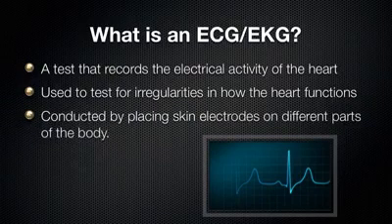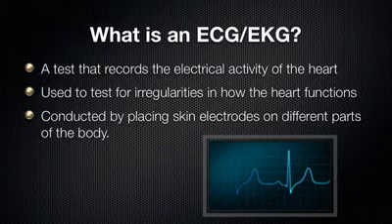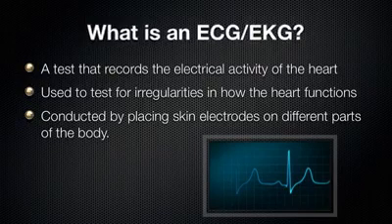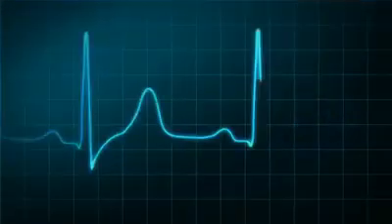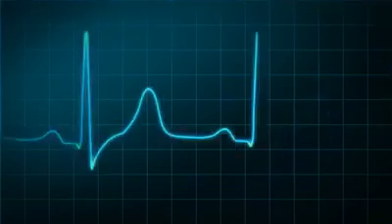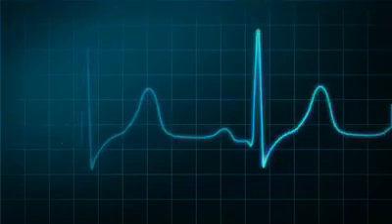The way this is conducted is by placing skin electrodes on different parts of the body, and these electrodes are able to detect the electrical activity of the heart. And when you look at an electrocardiogram, it looks kind of like this. And you've probably seen this. Normally when you see this, there's a beep associated with it, and there's no beep in this animation, but you get the point. Now what we're going to do is look at each component of the electrocardiogram. So let's look at it right now.